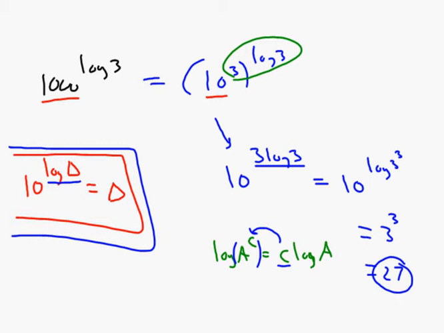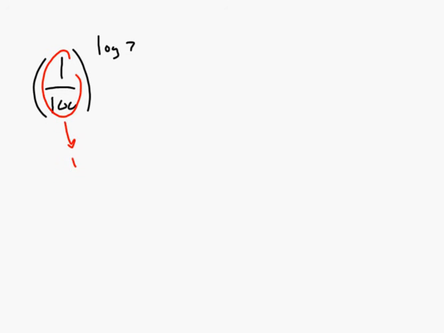Let's try a different one. What if you had 1 over 100 to the log 7? Here's what we can do. We can take this 1 over 100 and think of it as 1 over 10 squared. But that's still not quite 10 to a power, so we think of that as 10 to the negative 2, and we've got it. So this becomes 10 to the negative 2 to the log 7.